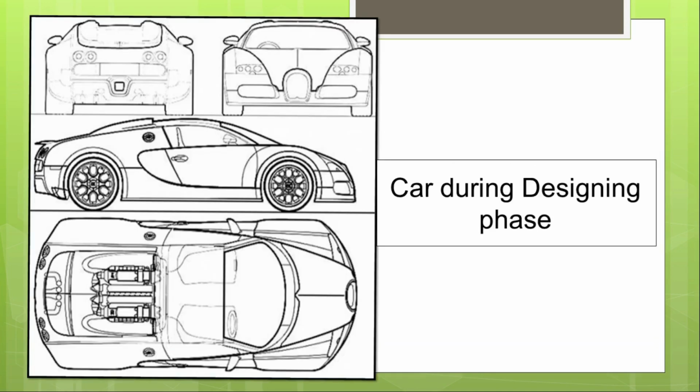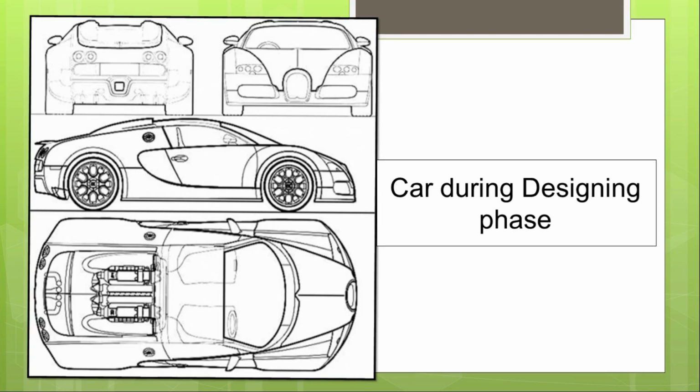Let's imagine a car manufacturing company. Before a car is manufactured, there is a phase called designing. During designing, an architect who belongs to mechanical engineering will decide the dimensions of the car. What is the width? What is the height? How does it have to look on the road? What is the front view?